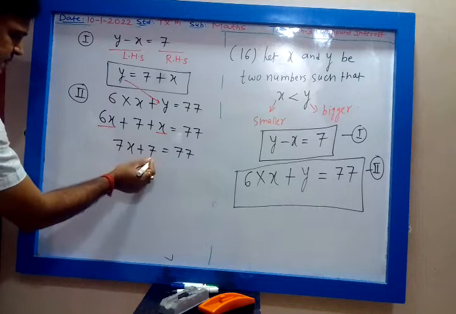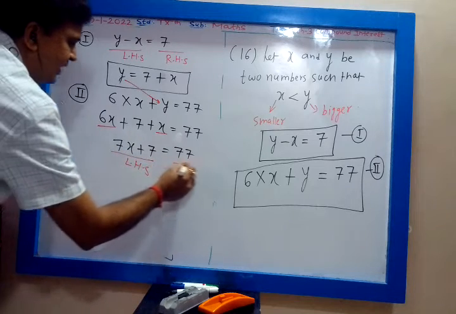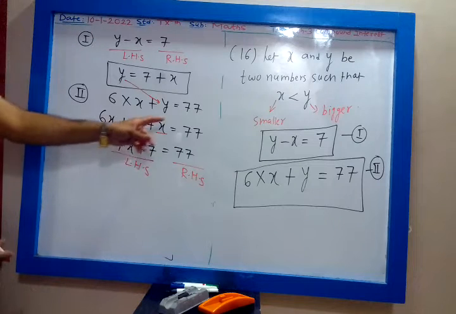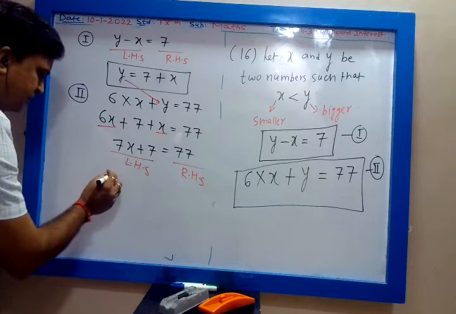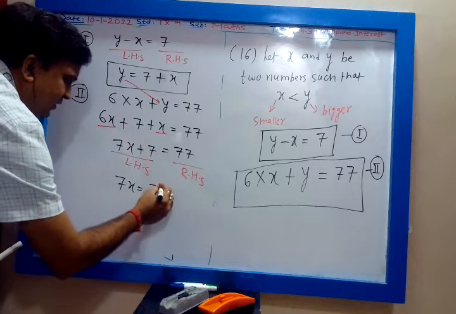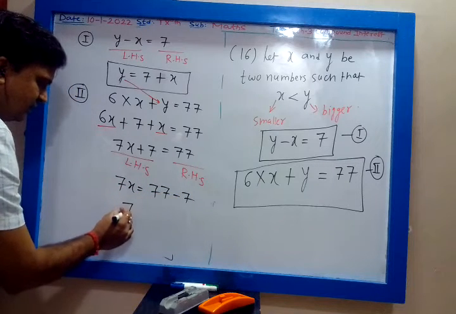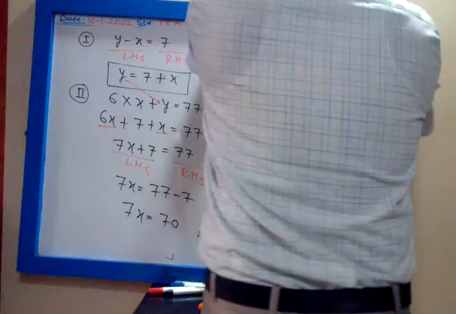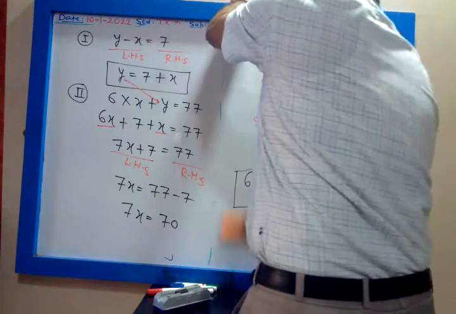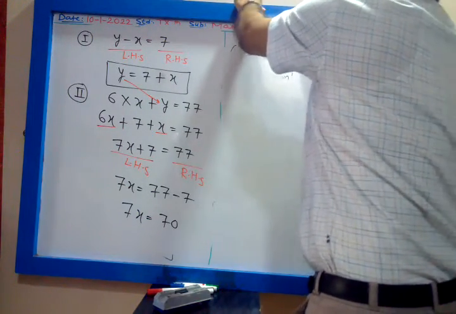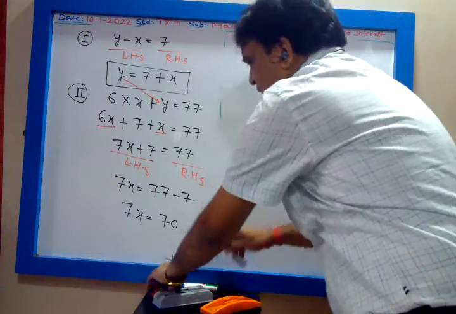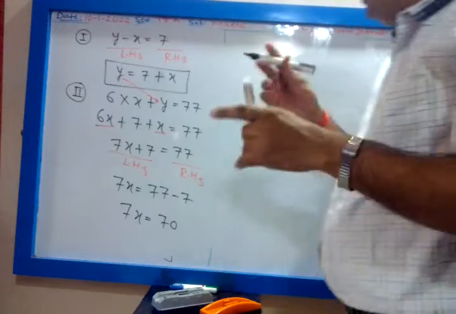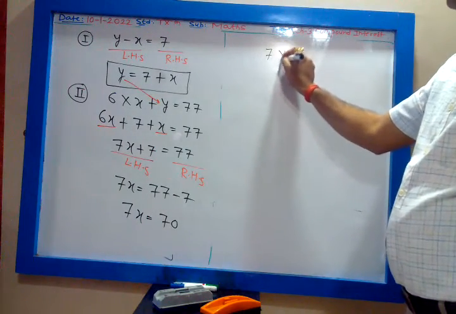Again this is my left hand side and this is my right hand side. Now on left hand side it is plus 7. I will take it on the right side, it will be minus 7. So 7x is equal to 77 minus 7. So 7x is equal to 70. Now what do you mean by 7x? Allow me to speak. 7x means 7 into x. 7 into x is 70.